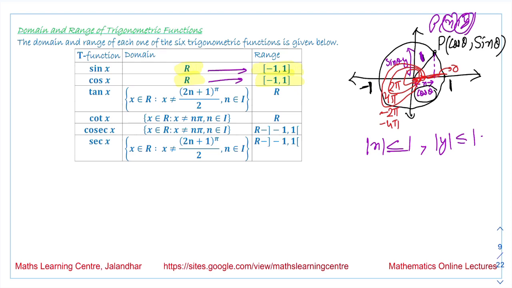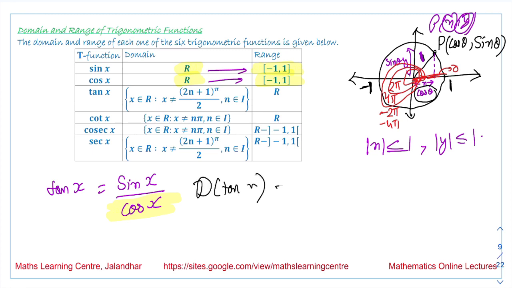Next is tan x. When we are talking about the function tan x, we write it is equal to sin x over cos x. Look at this denominator part over here. The domain of the function tan x will be all real numbers except for those x for which cos x is equal to 0. And we have already seen the points where cos x is 0.